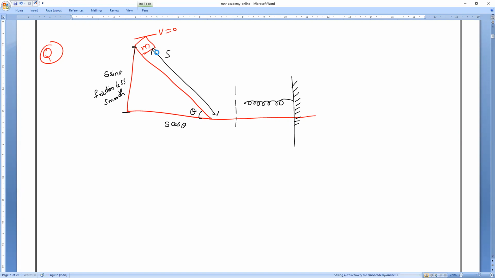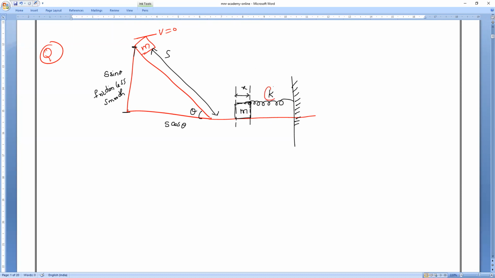But this body will fall and it will hit. This means definitely that the spring will compress. Am I right or wrong, everybody? Yes, sir. That is what we have to find: how much the spring will be compressed. That is our target.